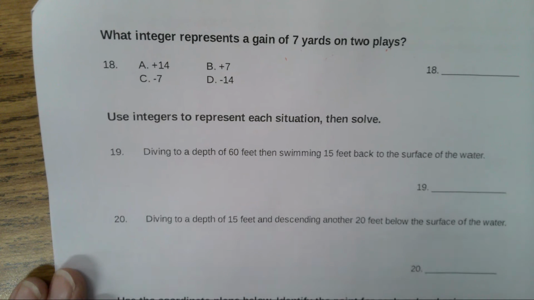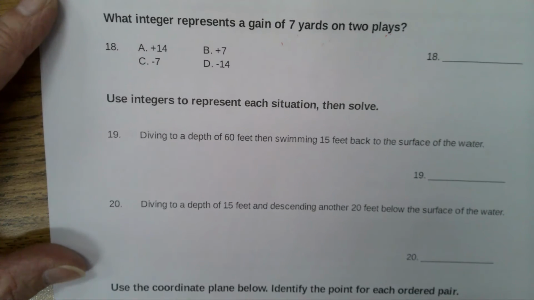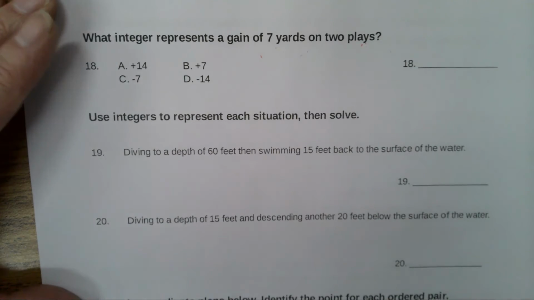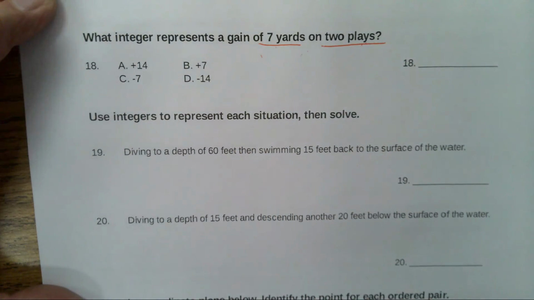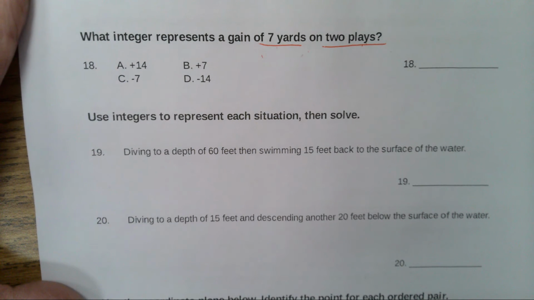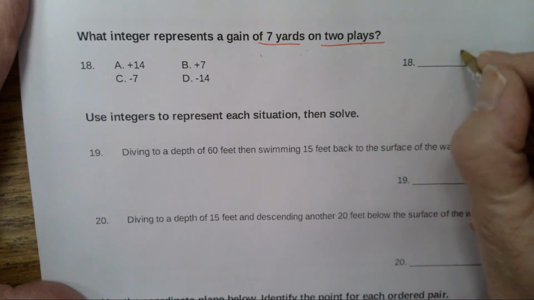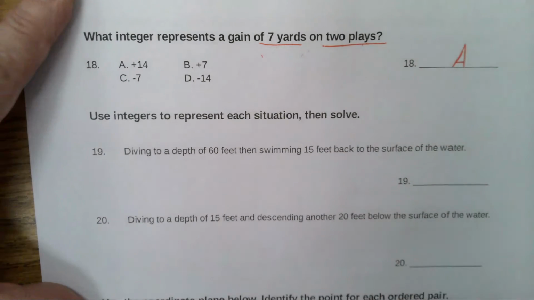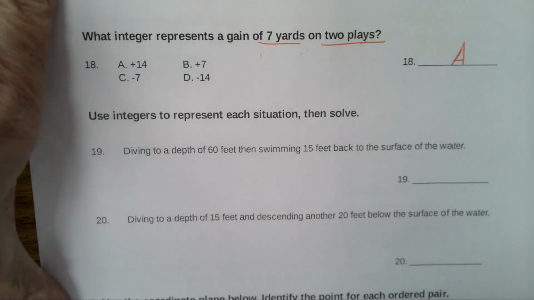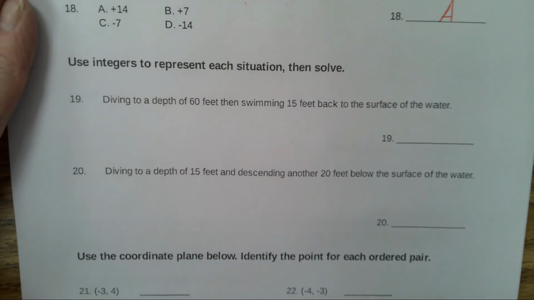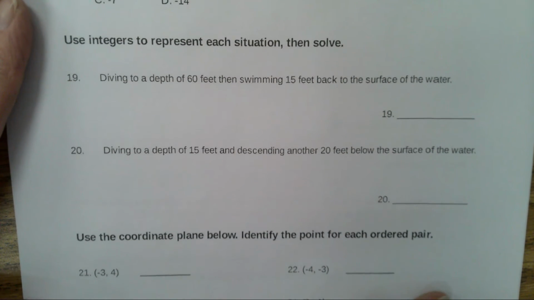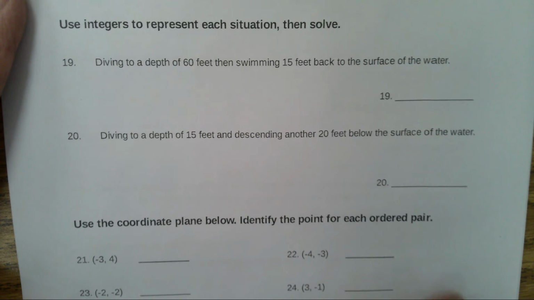All right? Thank you. What integer represents a gain of 7 yards on 2 plays? All right. Devin, what's the answer going to be? 14. Yeah, they gained 7 on both of them. Remember when we did the -1? They lost. It was what, a -12 on that one when they were losing, but here they gained. Use integers to represent each situation, then solve.